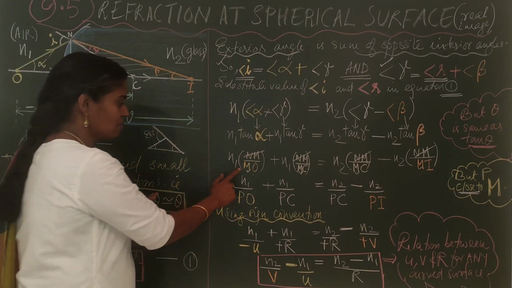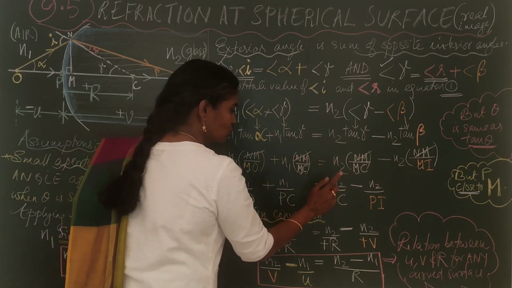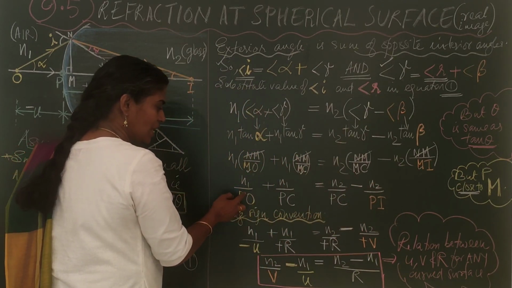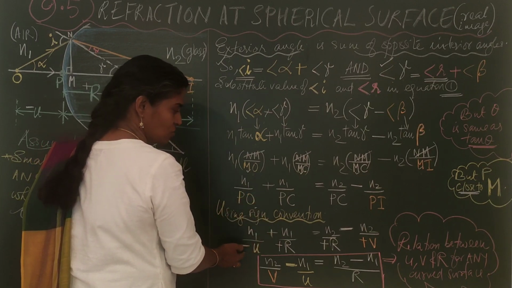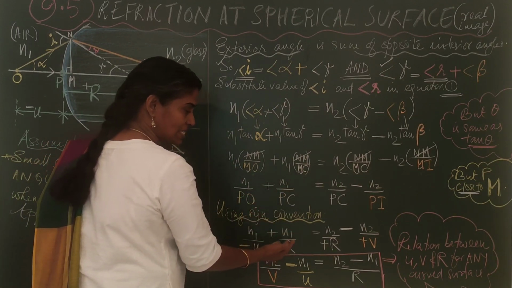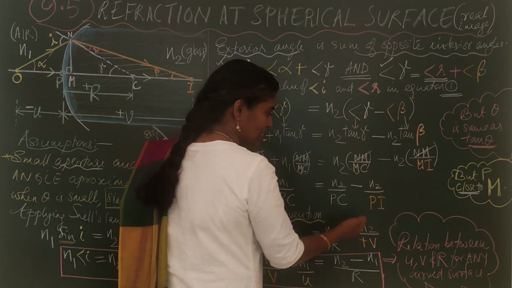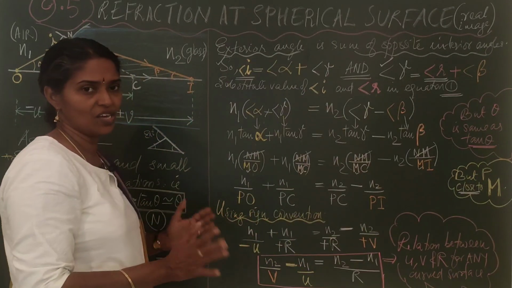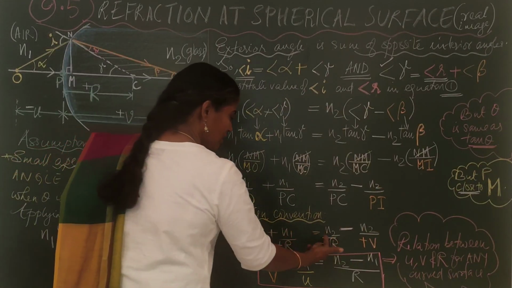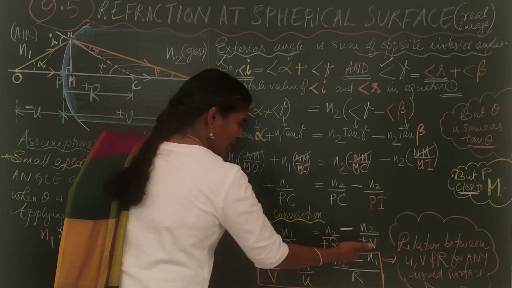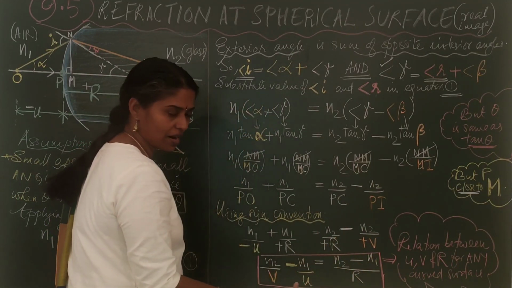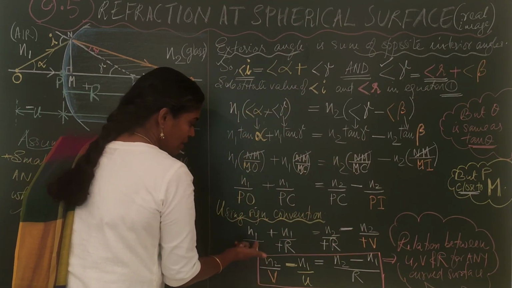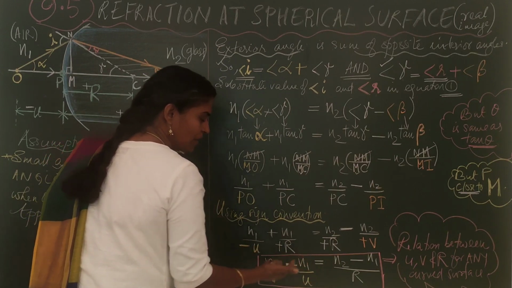Apply the values: N1 by PO, N1 by PC, N2 by PC, N2 by PI. So give the values. PO, definitely pole and object, is minus U. Pole and center of curvature, plus R. Pole and center of curvature, plus R. Pole and I, plus V. Clear? Rearranging, finally you have the answer. Rearranging, taking R to the same side, N1 by R taken to the right side becomes minus N1 by R. Then N2 by V taken to the left becomes plus N2 by V, minus the same, minus N1 by U.